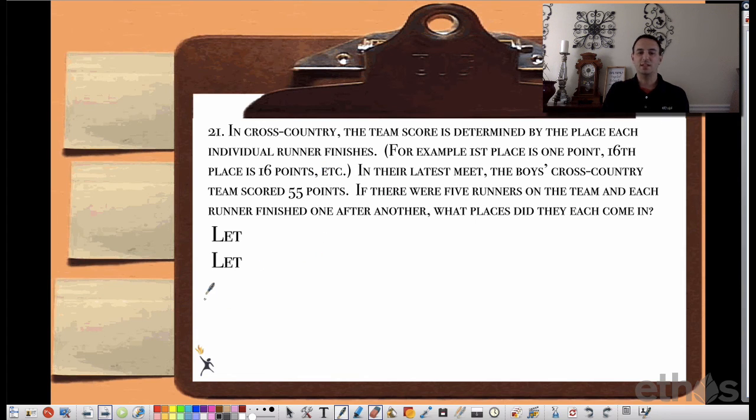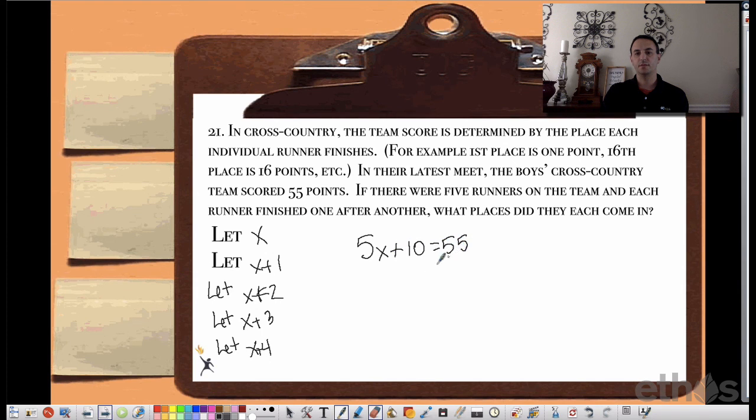So in this case, I've actually got 5 let statements. Let x, x plus 1, x plus 2, x plus 3, and x plus 4. Obviously the lowest amount of points wins in this kind of scenario. So how many x's? I've got 5 x's. 1 plus 2 is 3, plus 3 is 6, plus 4 is 10. So 5x plus 10 is equal to 55.